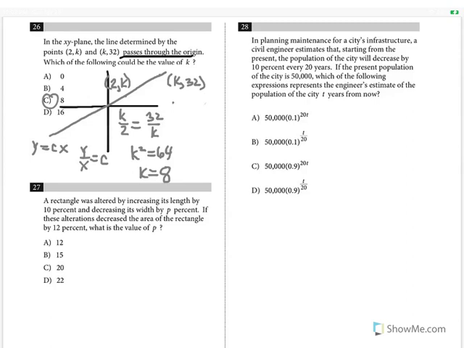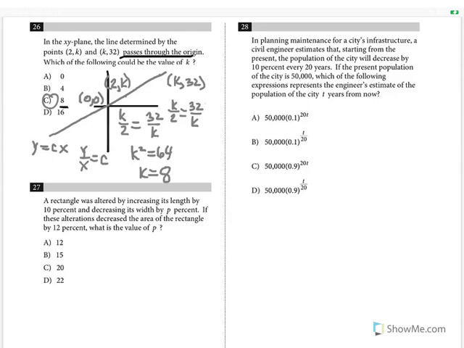Now another way we could have approached this, since it tells us it passes through the origin, that means we know we have the point (0, 0) on the line. The slopes have to be the same, so we could have said y2 minus y1, so k minus 0, divided by x2 minus x1, 2 minus 0. That has to equal 32 minus 0 divided by k minus 0, and hey, we come up with the same equation.